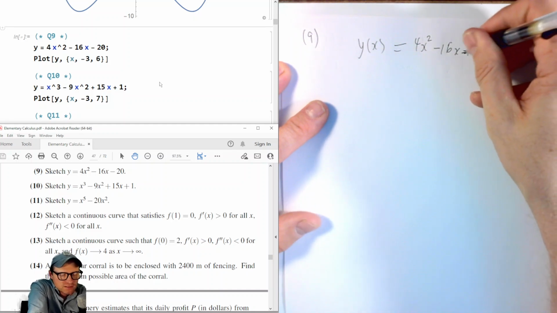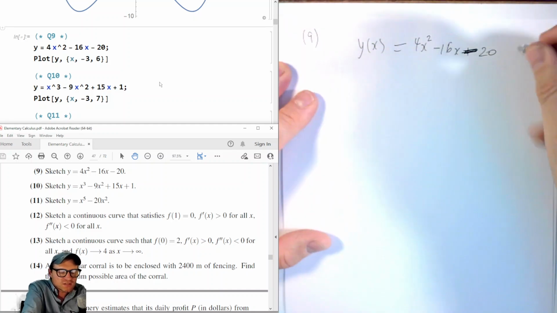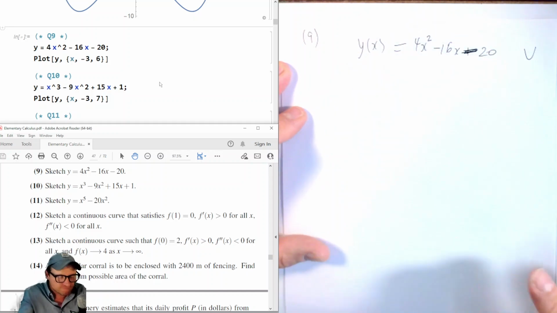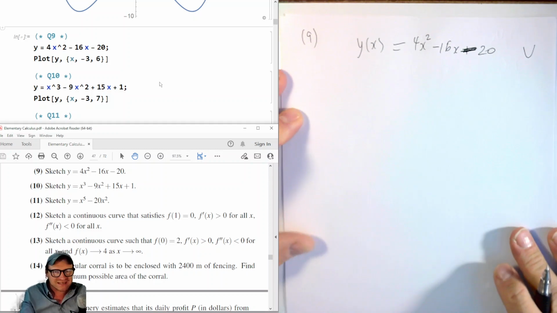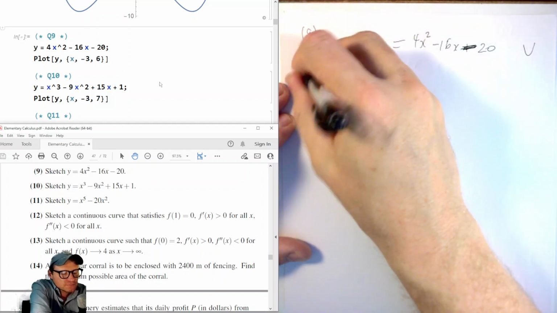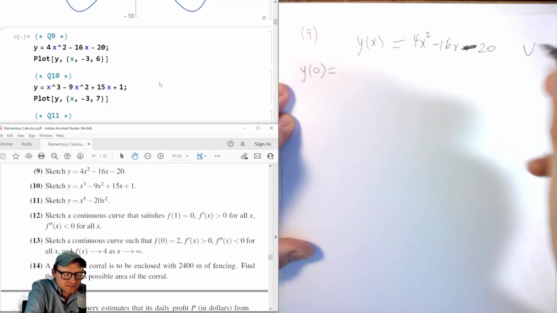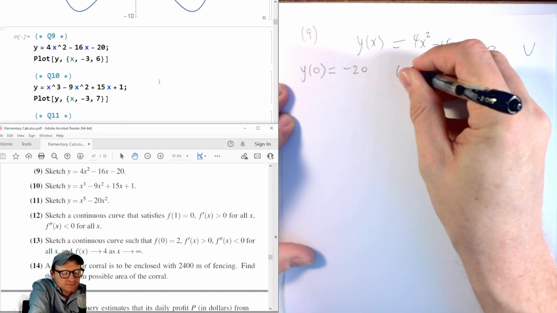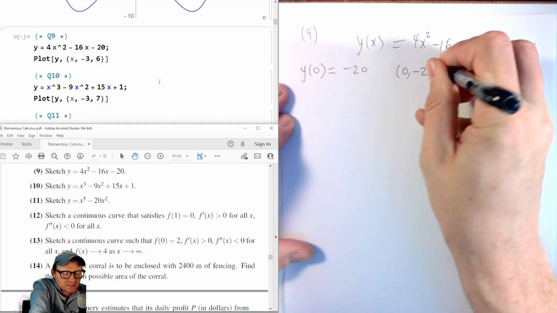Hang on, that's minus 20. Okay, so 4 is positive, so we have a smiley face, right? But let's fill in some more details. All right, so first, y of 0 is, subbing 0 in here, we have minus 20. So we have a point (0, -20).